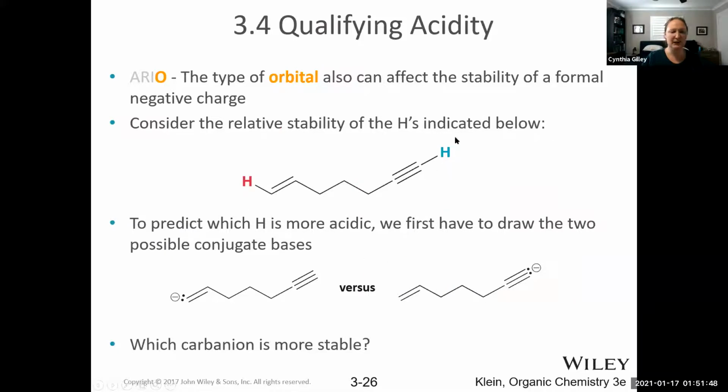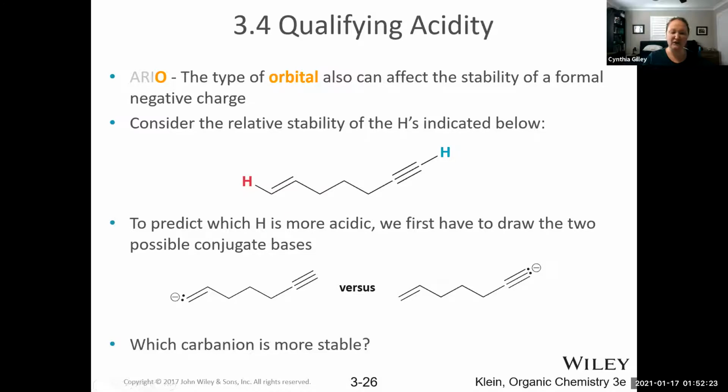So let's say we were comparing the acidity of the proton drawn in blue and the one drawn in red. Of course, the first step is drawing the conjugate base. In this case, we have the lone pair and negative charge on the carbon on the far left versus the sp hybridized carbon on the far right. So this one is sp2 and this carbon is sp3. And the lone pair is in one of those hybridized orbitals. So this lone pair is in an sp2 hybridized orbital. This lone pair is in an sp hybridized orbital.